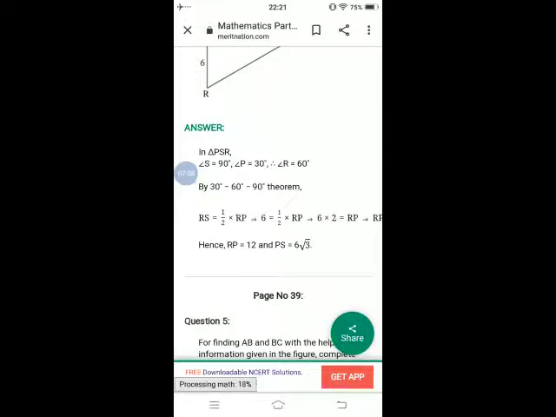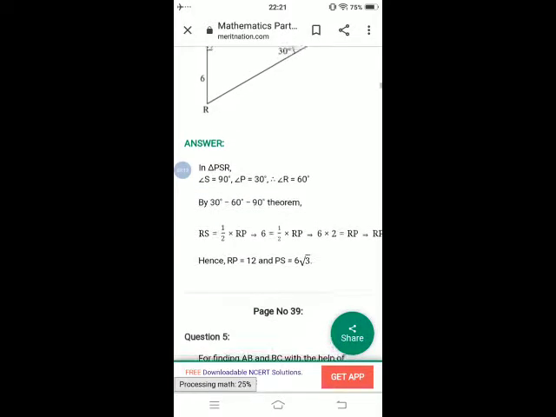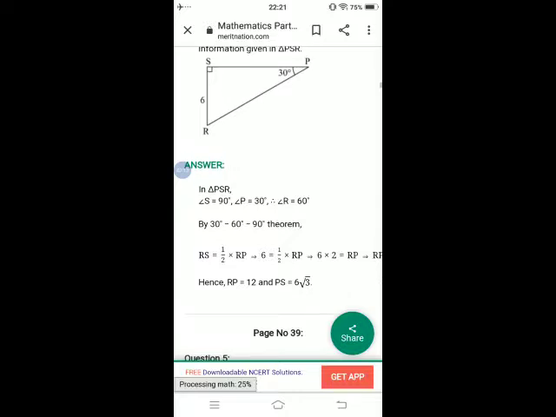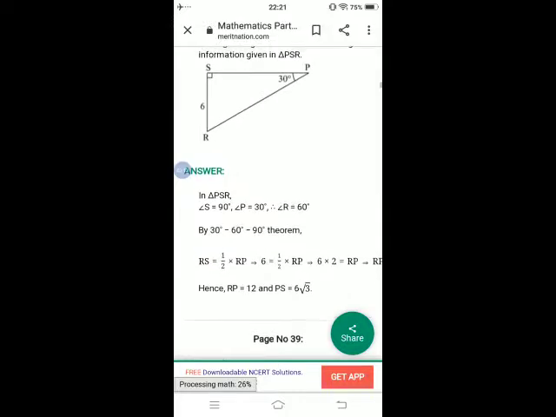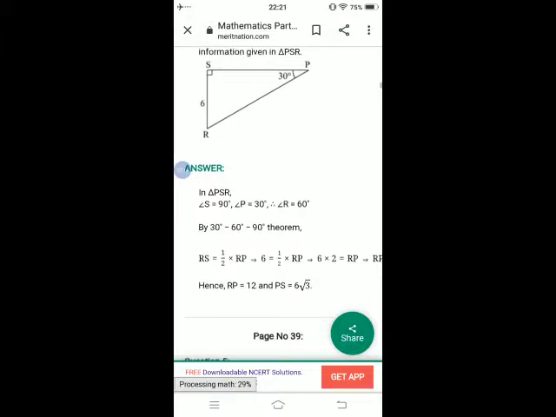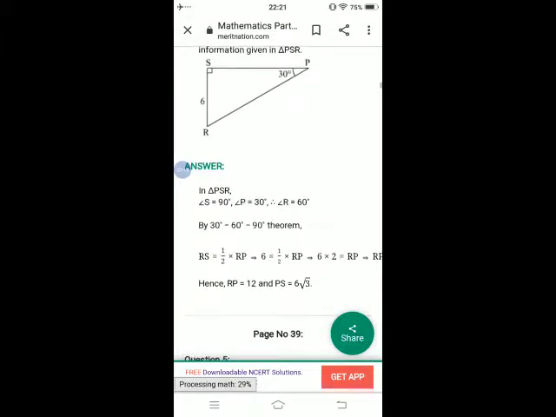Okay, so we got 60 degrees as your angle R. Now, therefore RS, that is the side opposite to the 30 degree angle, RS is equal to half into RP. RS is already given as 6. So 6 is equal to half into RP. So what will be RP? Your RP will be 12.